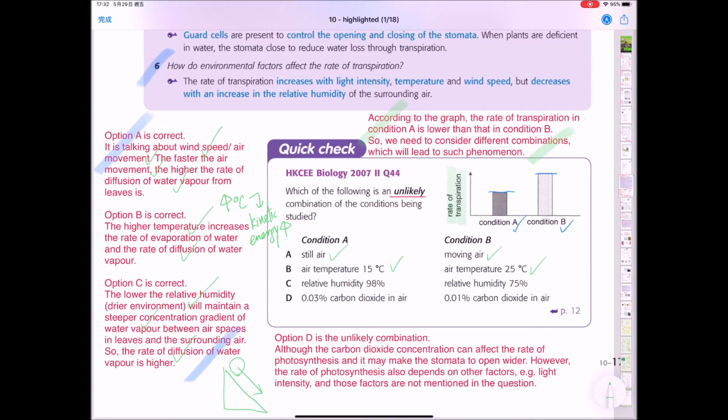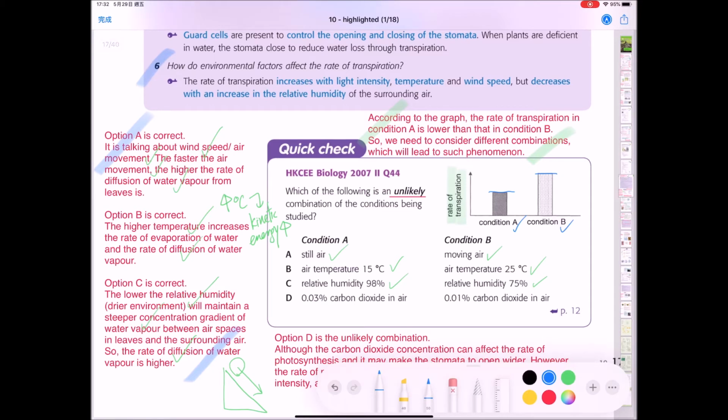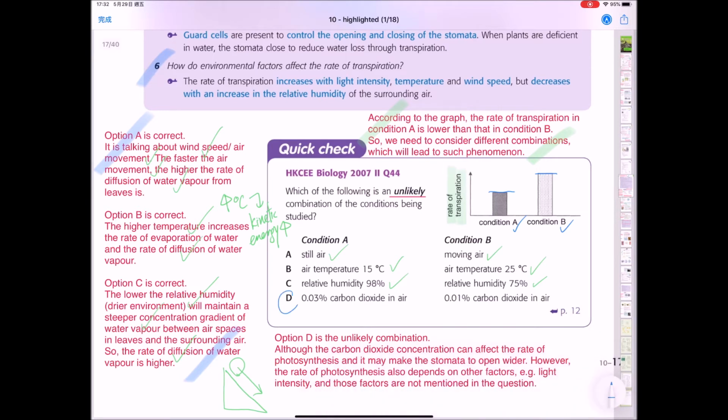So that's why option C is also a correct comparison, because condition B is a drier environment. And for option D, okay, before that we talked about A, B, C, and A, B, C, they are the correct combinations. So that's why the answer should be option D, which is the unlikely combination. So option D is talking about the carbon dioxide concentration.